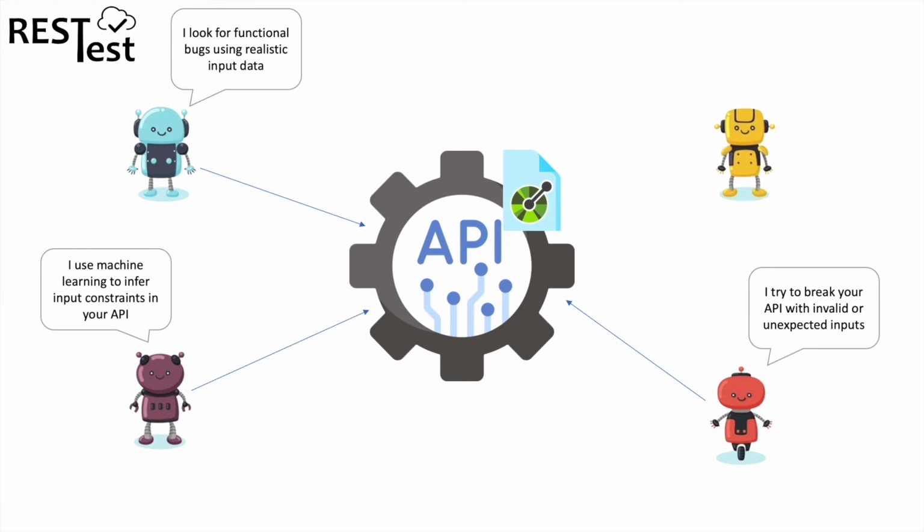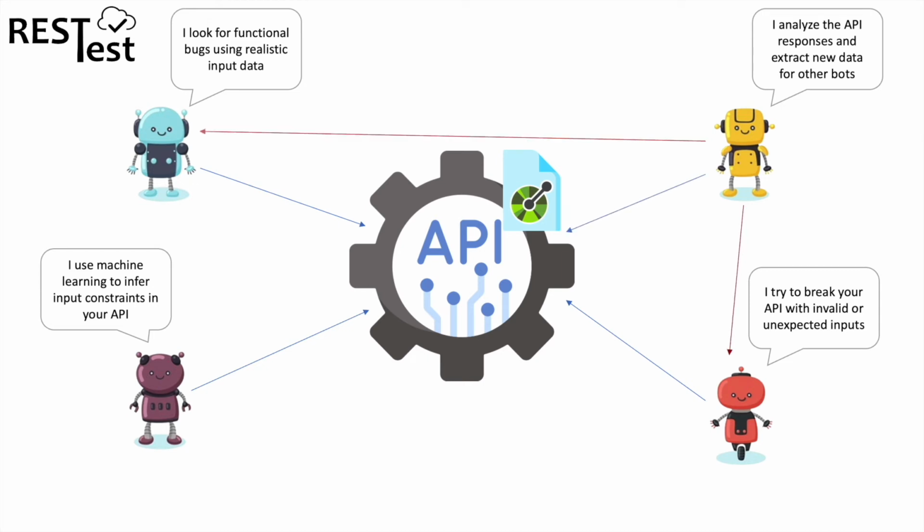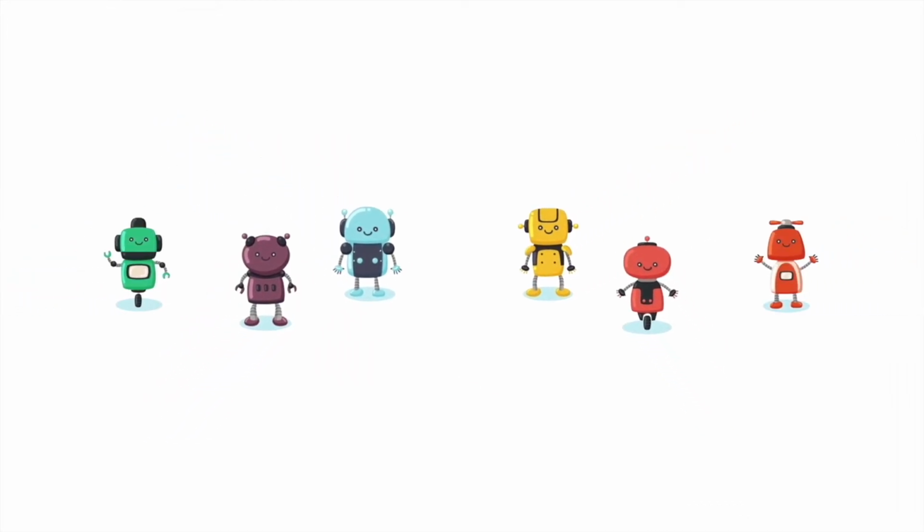And this is Ron. Hi, Ron. Ron analyzes previous responses from your API to extract new input data that other bots can use. He's so generous. So he interacts not only with your API, but also with other bots. You have an army of bots at your disposal.